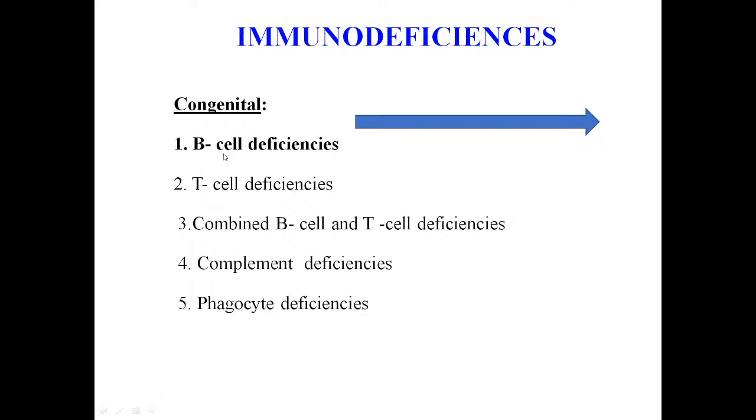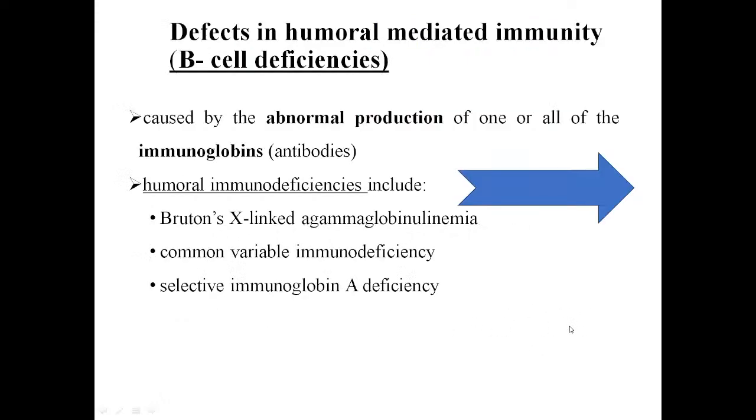We have humoral immune response, so it is B cell deficiency. If there is a disorder in T cell, in cell-mediated immunity, it's T cell deficiency. Then when pathology of immune system is caused by both disorders, B cells and T cell disorders, it is called combined, then complement and phagocyte deficiency. Let's talk about the first one.